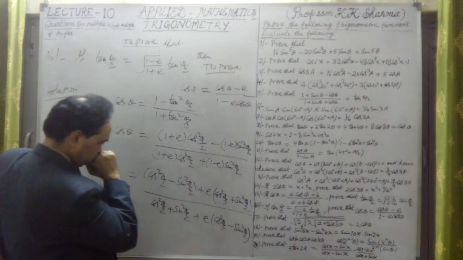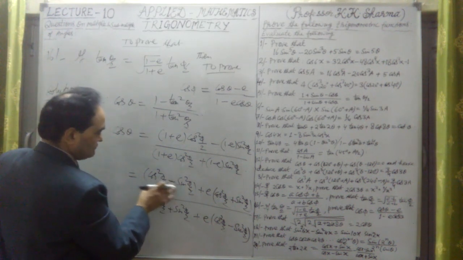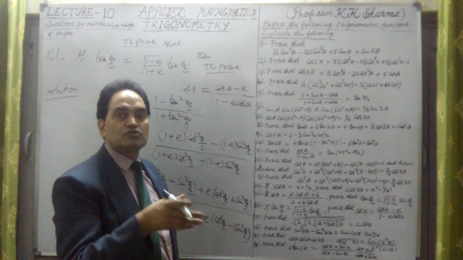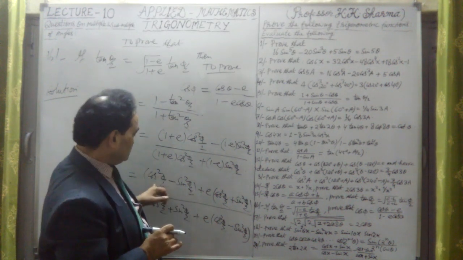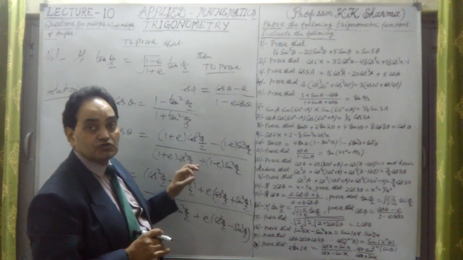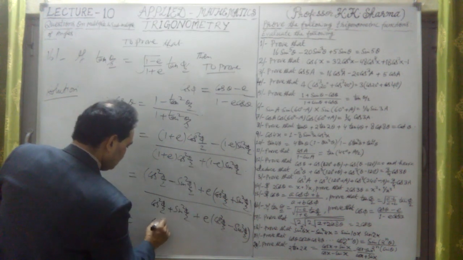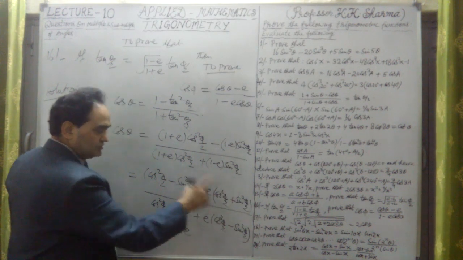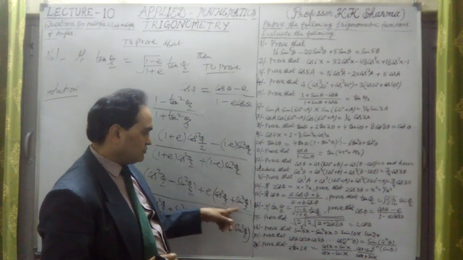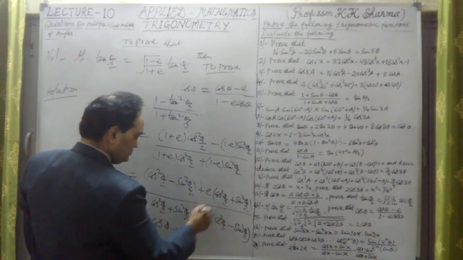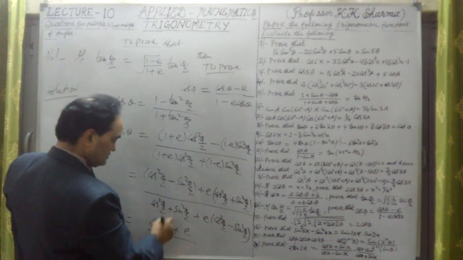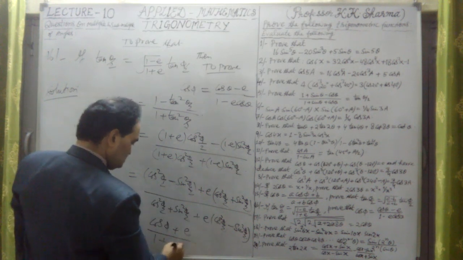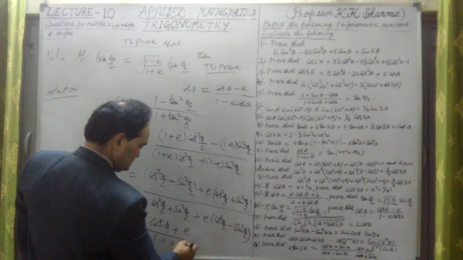Now come to the point. This is cos phi here, because cos square phi by 2 minus sin square phi by 2, like cos square theta minus sin square theta, is cos theta, but in this case the angle is half. So this is cos phi. Let me write it as cos phi plus e. Why? Because sin square phi by 2 plus cos square phi by 2 is 1. So 1 into e is e, divided by 1, since sin square phi by 2 plus cos square phi by 2 is 1, plus e into this cos phi.